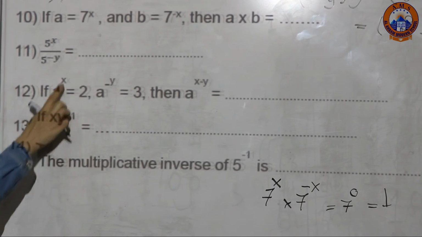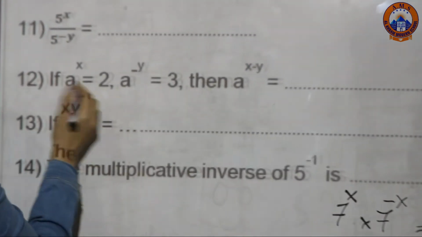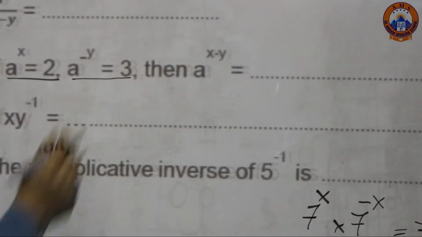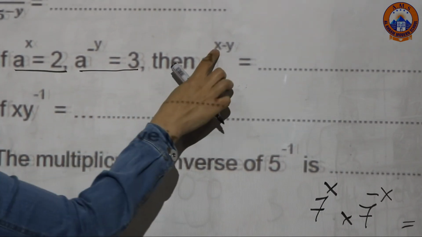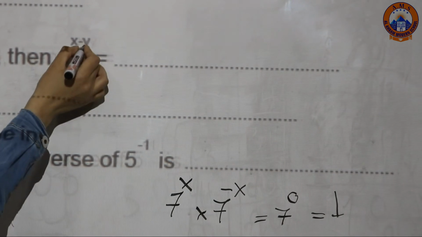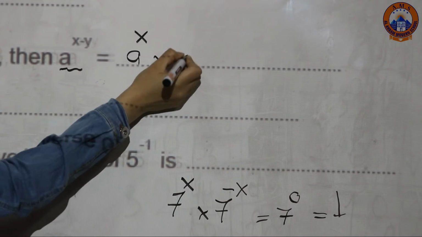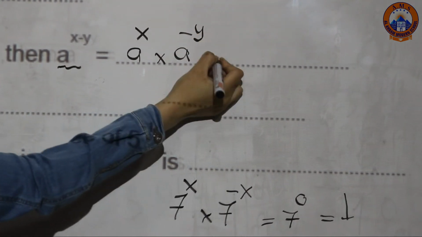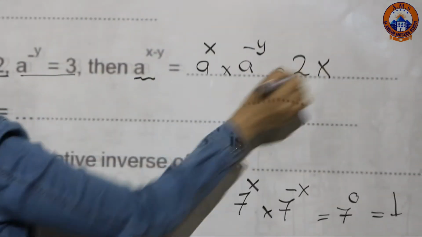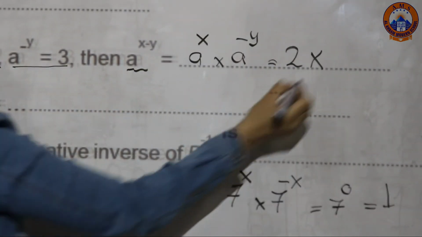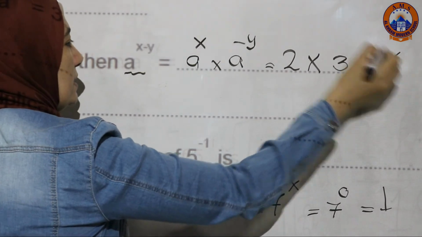If I have a to the power x equals 2 and a to the power negative y equals 3, then a to the power x minus y equals, yes, a to the power x minus y equals a to the power x times a to the power negative y. And then you will replace a to the power x by 2 and replace a to the power negative y by 3, and the result will be 6.